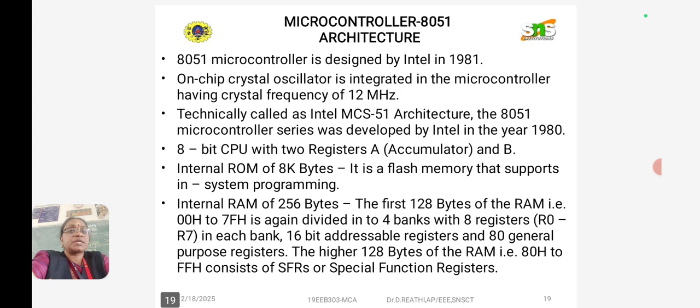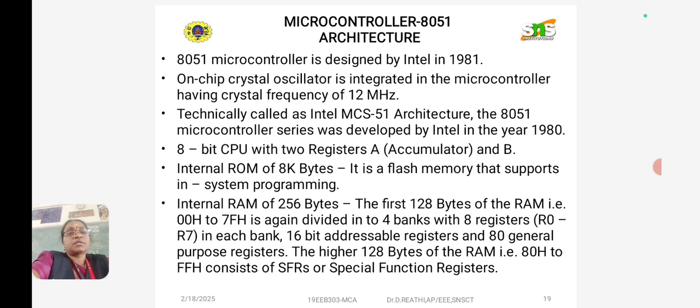Features of 8051: it was designed by Intel in the year 1981. An on-chip crystal oscillator is integrated in the microcontroller, having a crystal frequency of 12 MHz, and it is technically called the MCS 51 architecture. The 8051 microcontroller series was developed by Intel, and it consists of an 8-bit CPU with two registers, A, which we also call the accumulator, and the B register.